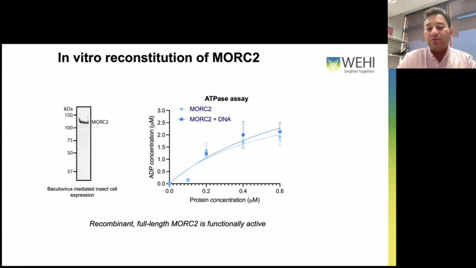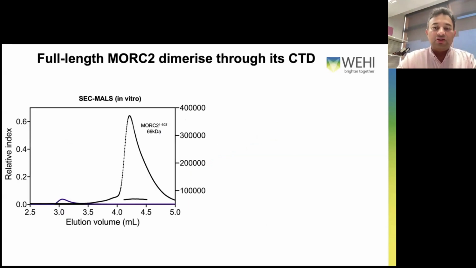So now we can go ahead and do some assays. The first one we wanted to understand was the oligomerization state of MORC2.